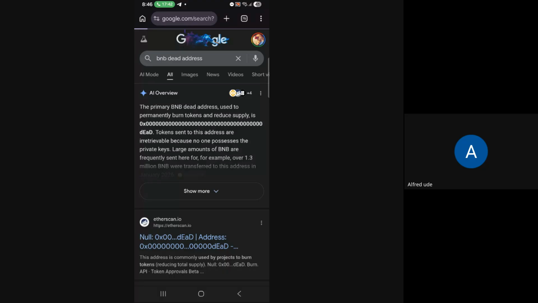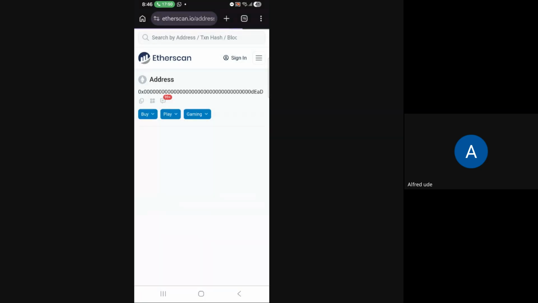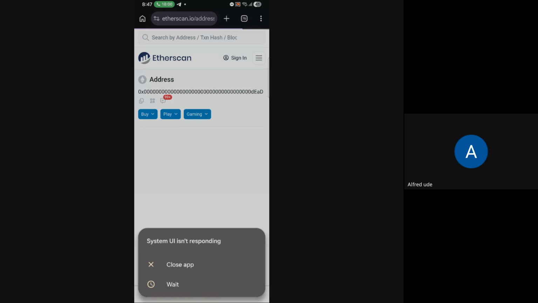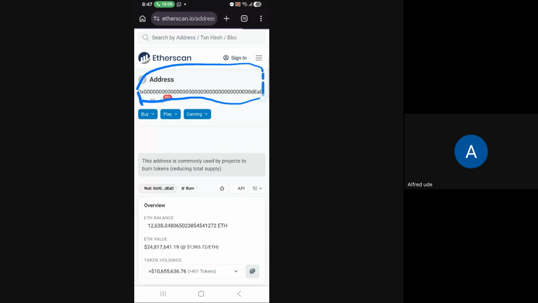So when you're burning a token, let's say you're burning WIC token, let's say there are 1 billion pieces of WIC token, that means you're sending part of WIC token to a dead address. If the WIC token is on the BNB blockchain, you send it to this address called dead.